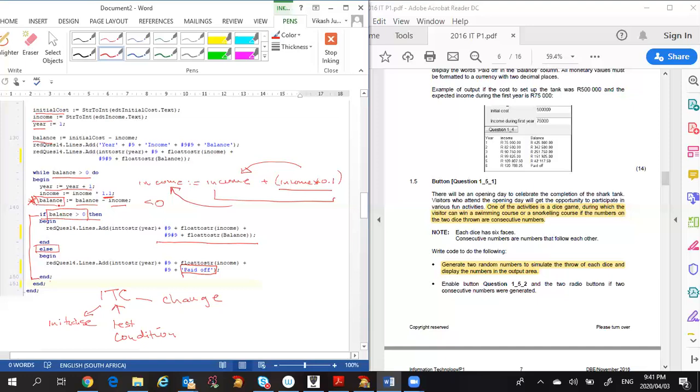And then, my apology, there's the condition here in the while loop. So balance is being tested in the while loop. This is where balance is being initialized.